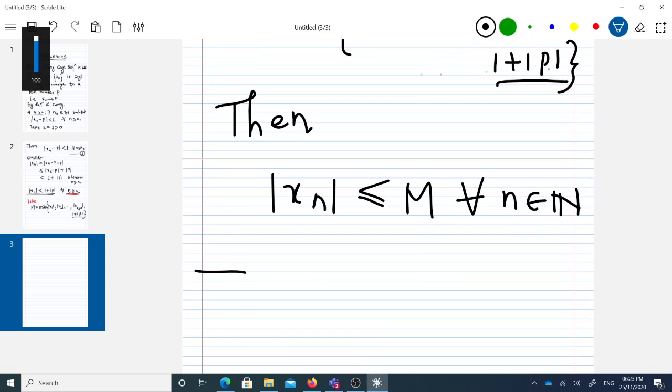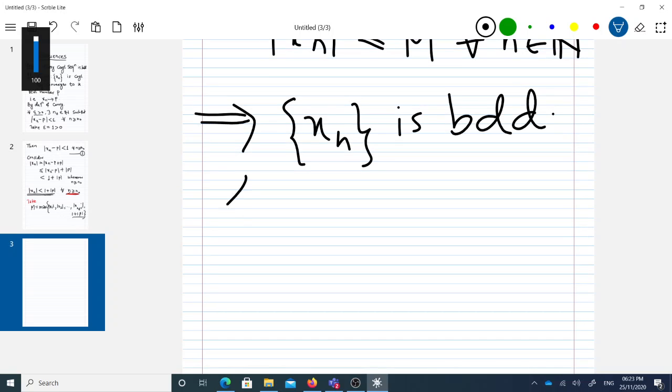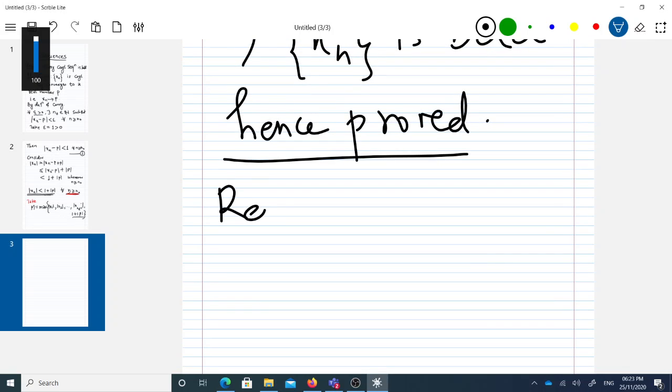So this would imply the sequence xn is bounded. It is very important here: whenever a sequence is convergent, it is always bounded. Hence proved. So the remark or note of this: the converse of the theorem is not true.